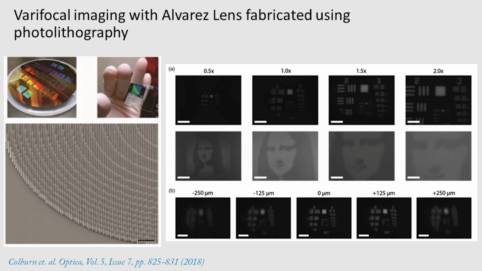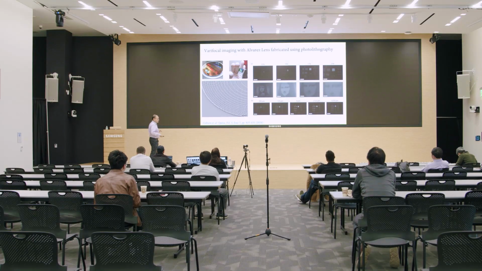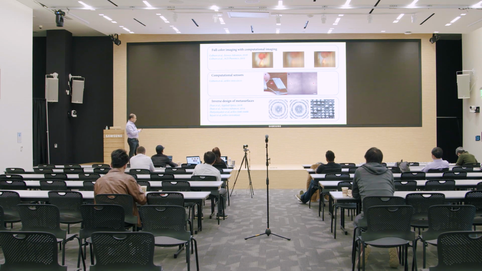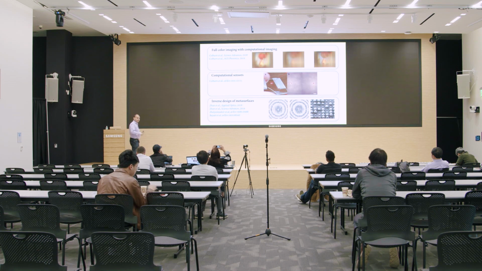So now that we kind of understand how the metasurface is designed in our case and how you fabricate it, I'm going to tell you about 3 different experiments. The first experiment is how can we do full color imaging using metasurface. I'm going to tell you what the problem is and how we solved it.